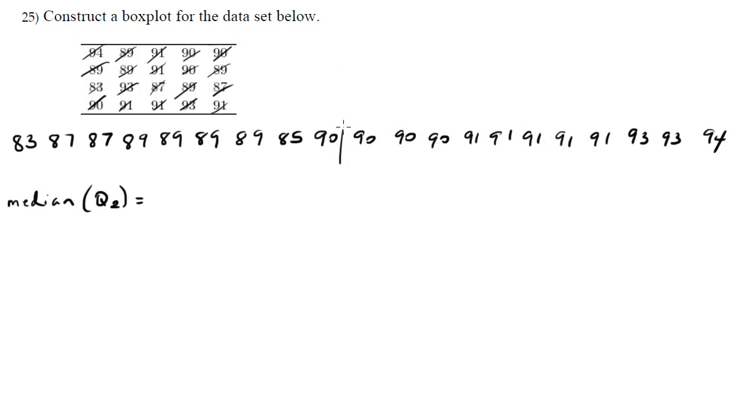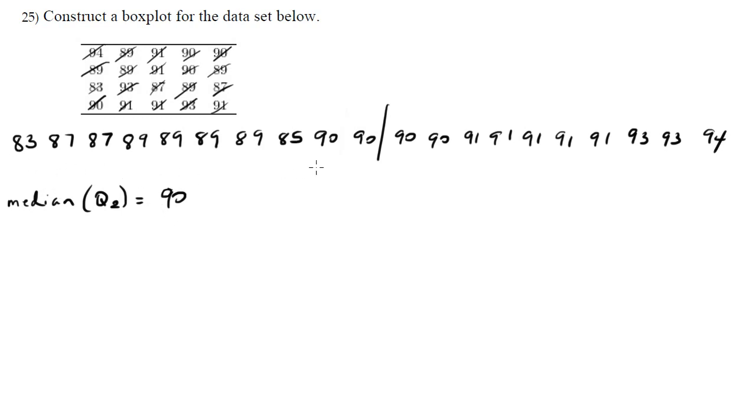Should be here, right? 1, 2, 3, 4, 5, 6, 7, 8, 9, 10. 1, 2, 3, 4, 5, 6, 7, 8, 9, 10. So the median is the average of these two values in the middle here. So the median is just going to be 90. That's my Q2.